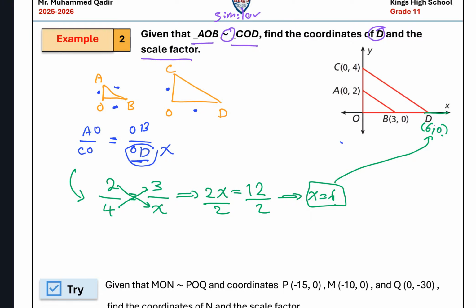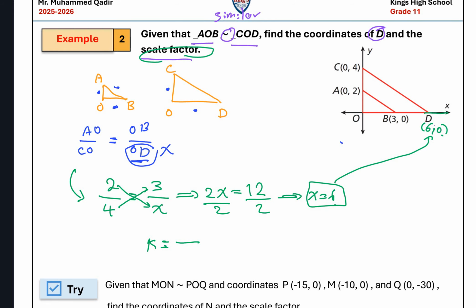How about the scale factor? The scale factor, which is K, is required from the question. K equals how much? K equals the big side over the small one, for example, OD over OB or OC over OA. Both of them, you will get the answer. Big triangle over small triangle side.